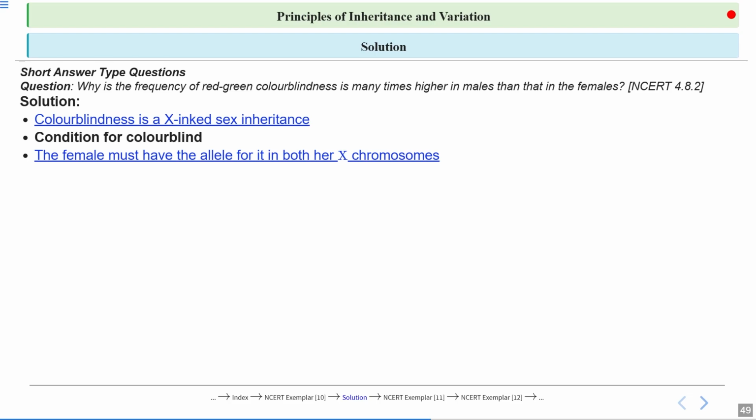A female can only be colorblind if she inherits the X chromosome from both parents, and both X chromosomes carry the color blindness gene, which is quite rare. Males are XY, so if they inherit one X chromosome having the color blindness gene, that is enough to exhibit the color blindness, because they don't have a normal gene on the Y chromosome. So males are usually affected as compared to females.